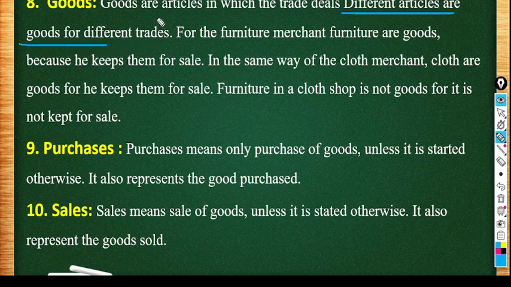It depends on the different traders. Trader means the person who is doing the business, and trade means business. For example, a furniture merchant, a furniture shop owner, deals in furniture goods. So furniture is called goods here, because it is what he sells.